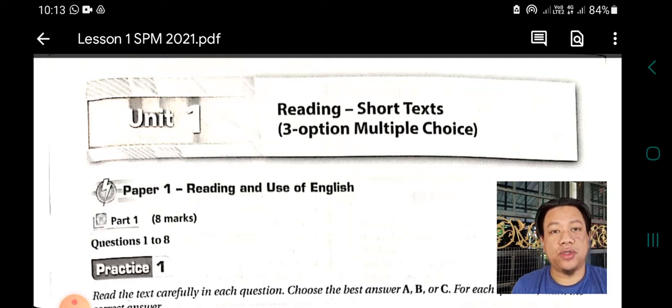So this is what we are going to do for today. I will cover 3 units. By the way, this is an example of a reading paper. For today, I will cover part 1, part 2, and part 3. Alright, so this is what we will be doing today.